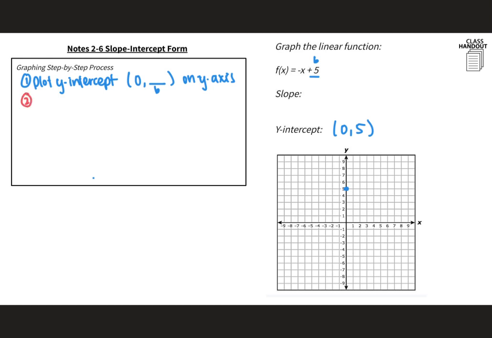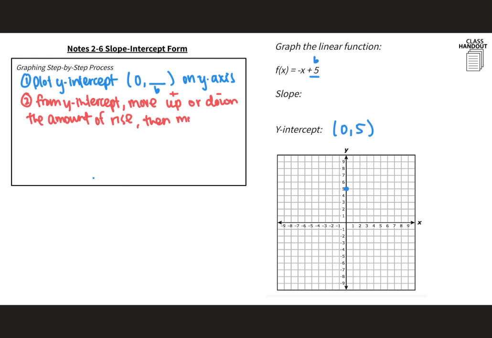All right, then step 2, we're going to say from the y-intercept, move up or down. So up if it's positive, down if it's negative, the amount of the rise. Then we're going to move right, the amount of the run.